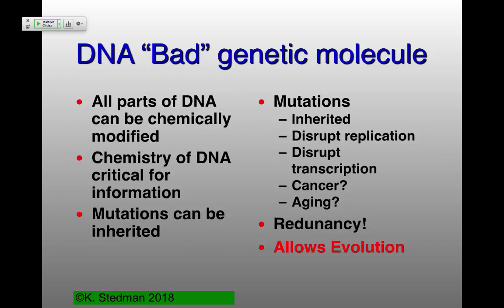So you have all of these changes that can happen. Once you have a change, particularly if that change turns out to change what gets added to it when you replicate, that can get passed along from generation to generation. So mutations can be really bad. They can also disrupt replication.